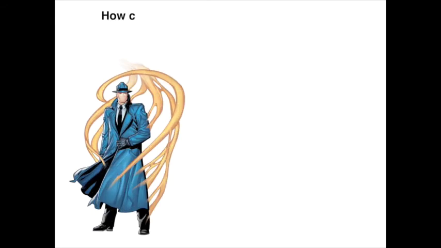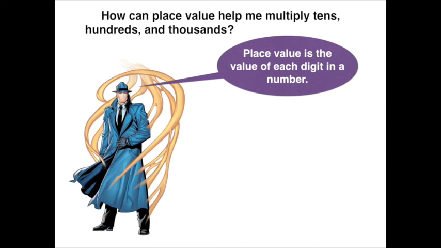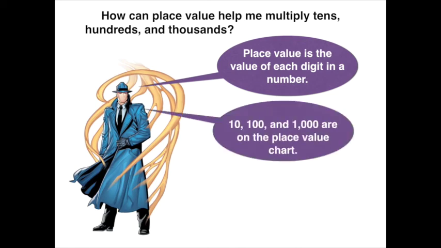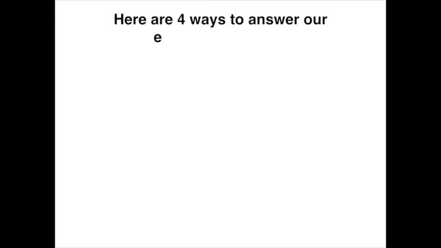Today our question is, how can place value help me multiply tens, hundreds, and thousands? Remember, place value is the value of each digit in a number. 10, 100, and 1,000 are all on the place value chart. So, I am going to use place value to help me multiply by tens, hundreds, and thousands. Here we go. But first, there are 4 ways we can do that.